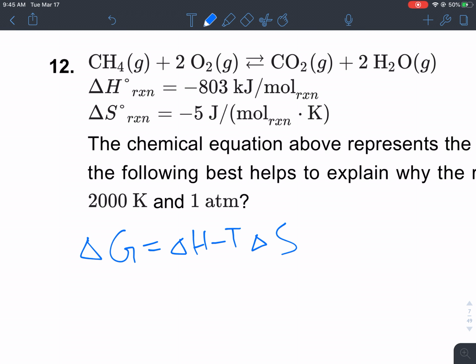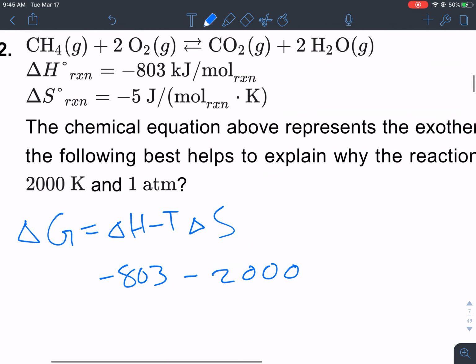Delta G is equal to delta H minus T delta S. So your delta H is negative 803. Your T is 2000. And your delta S is 0.005. What? How did I get that?